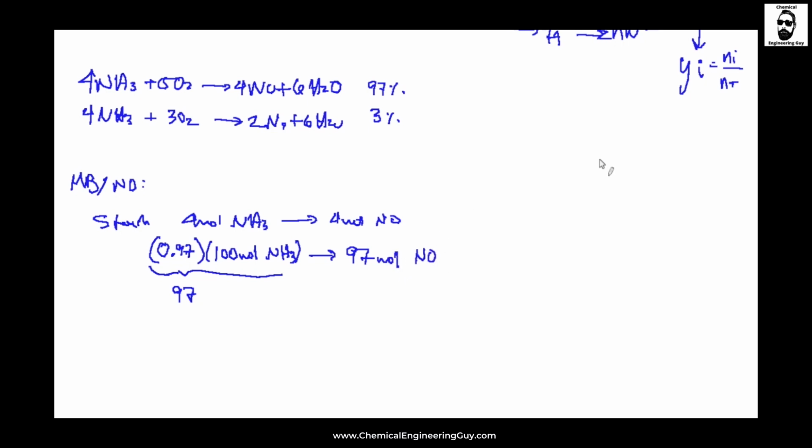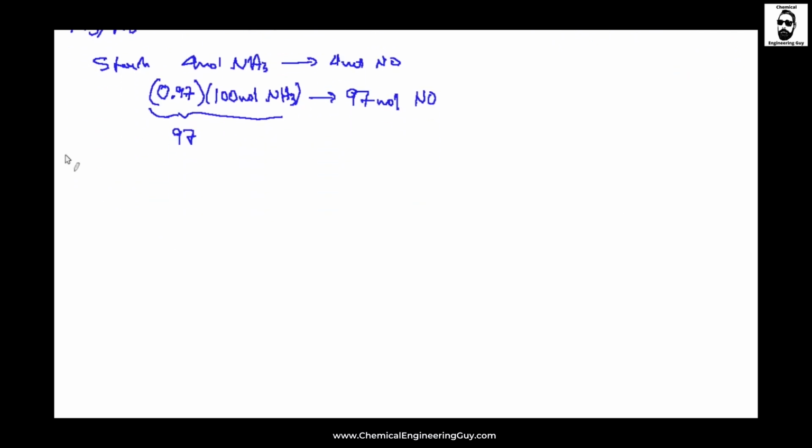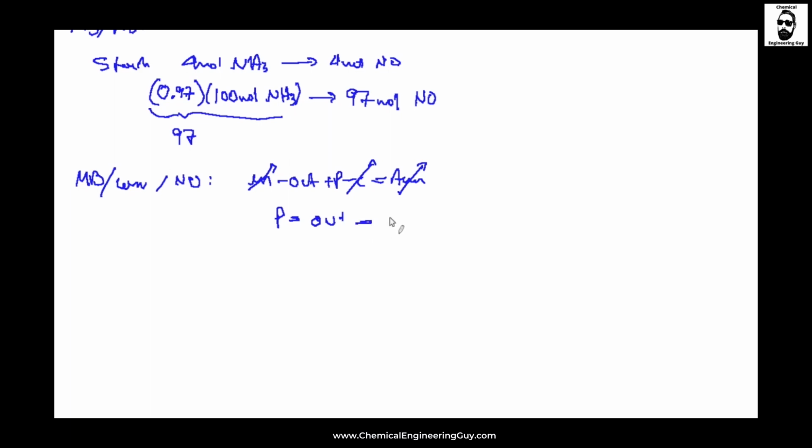Okay, guys? So let's do a mass balance in the converter on NO. You're going to get inlet minus outlet plus production minus consumption equals accumulation. No accumulation, no consumption, and no inlet, so we have essentially production equals outlet. What's the production? 97 moles. This is N3. So we got our first mole flow here. Let's continue.